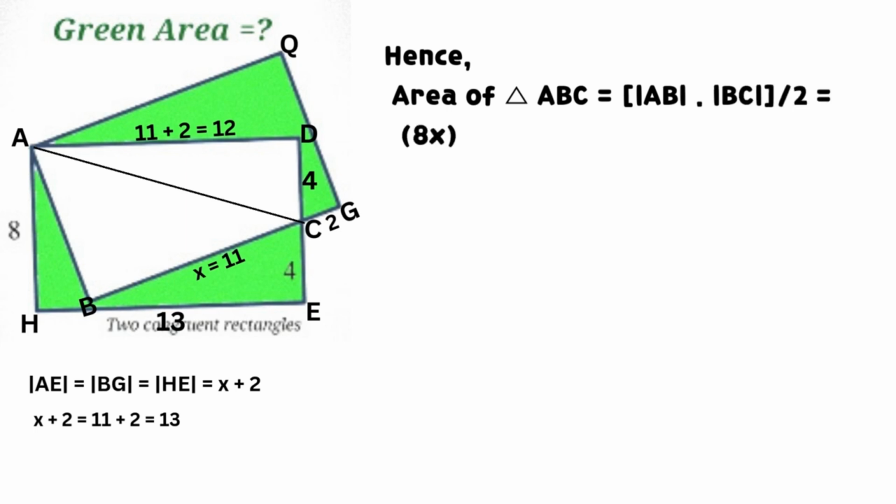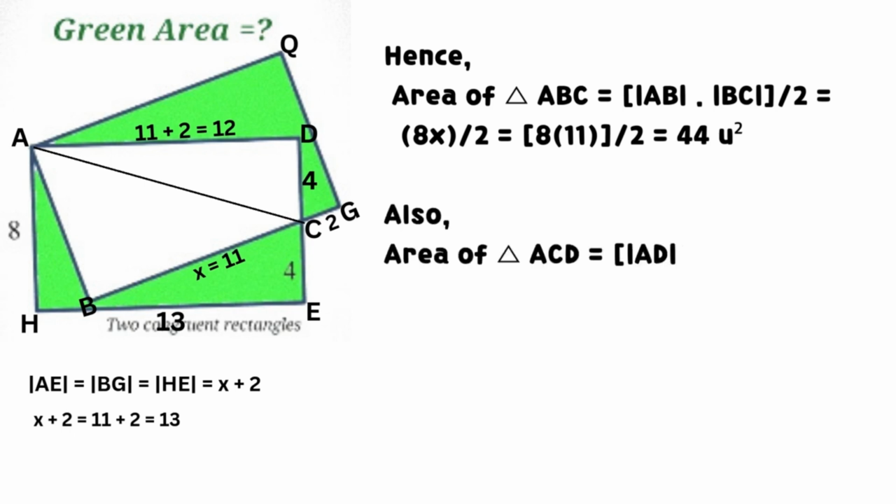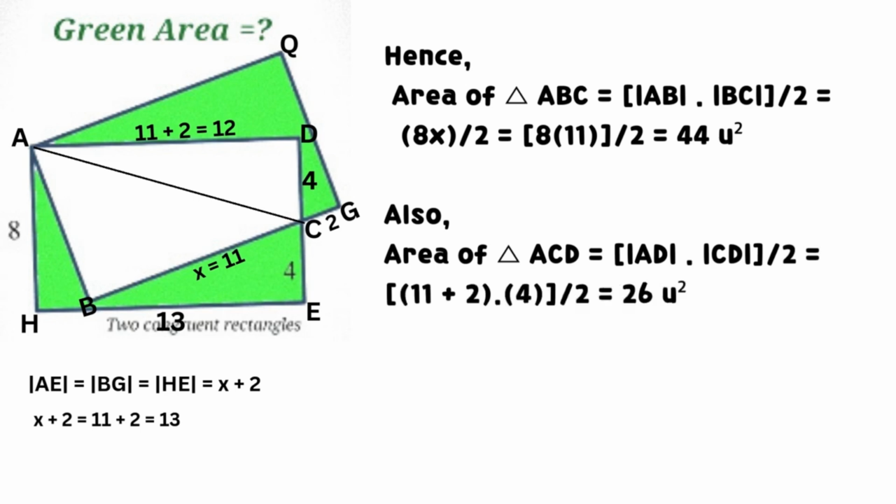Hence, the area of triangle ABC equals half the product of line AB and line BC, which equals half the product of 8 and X. The result equals 44 square units after simplification of substituted values.